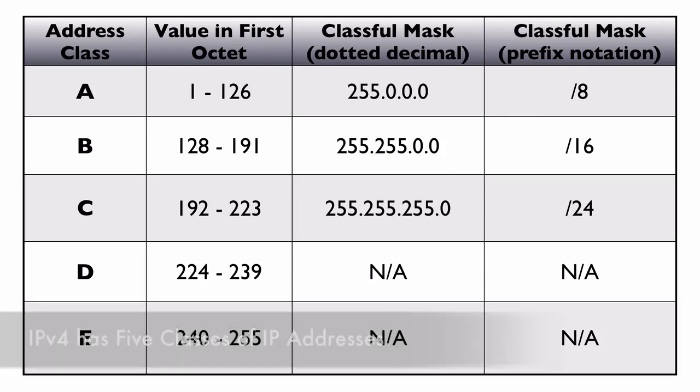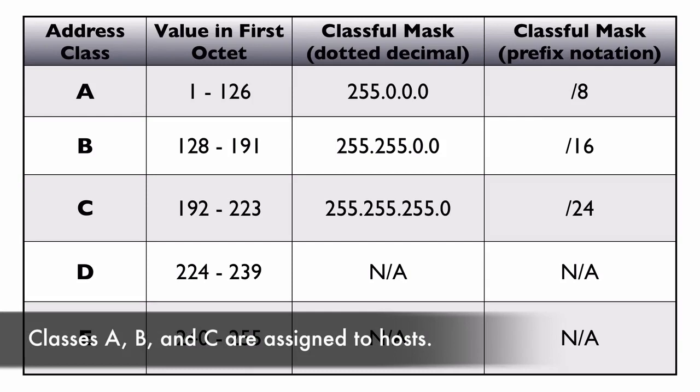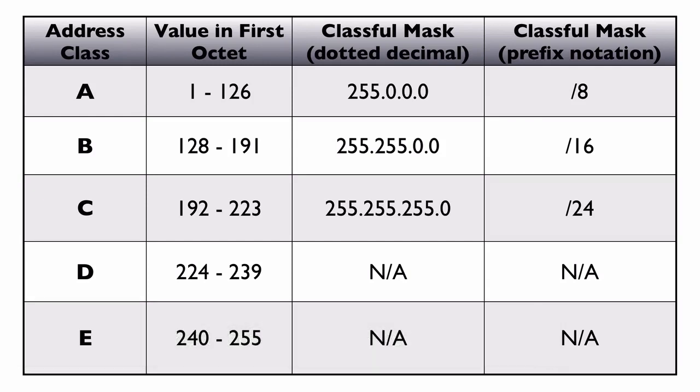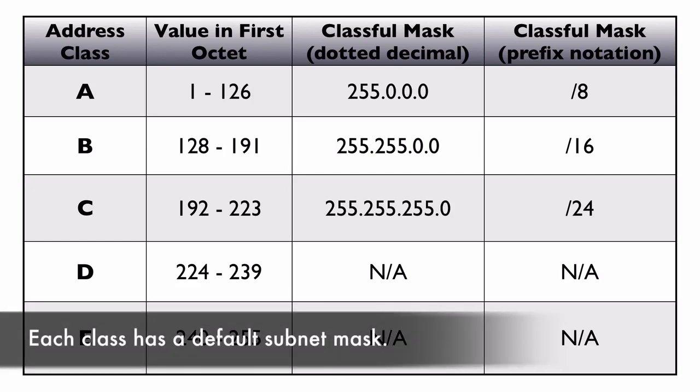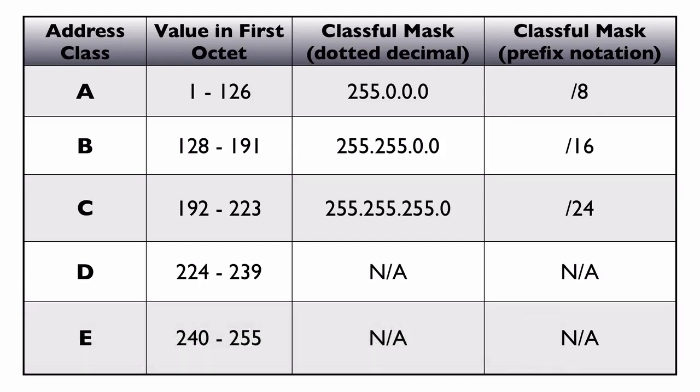Only 3 of those classes are going to be assigned to hosts, and those are classes A, B, and C. We can determine each of those classes have a default or a classful subnet mask. We've got 255.0.0.0 for class A, 255.255.0.0 for class B, and 255.255.255.0 for class C.